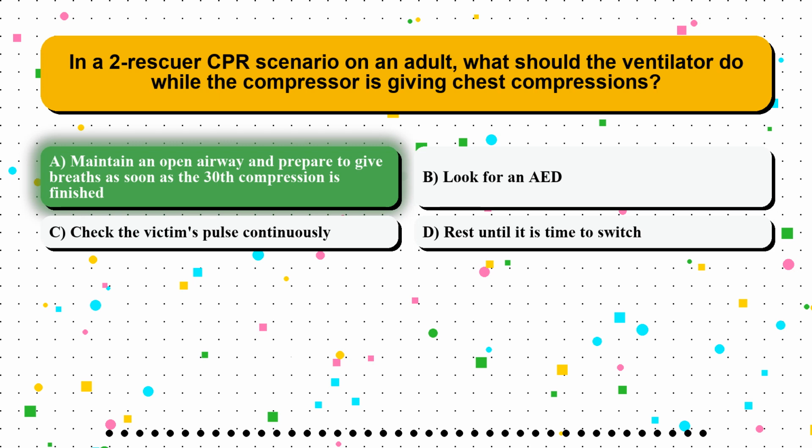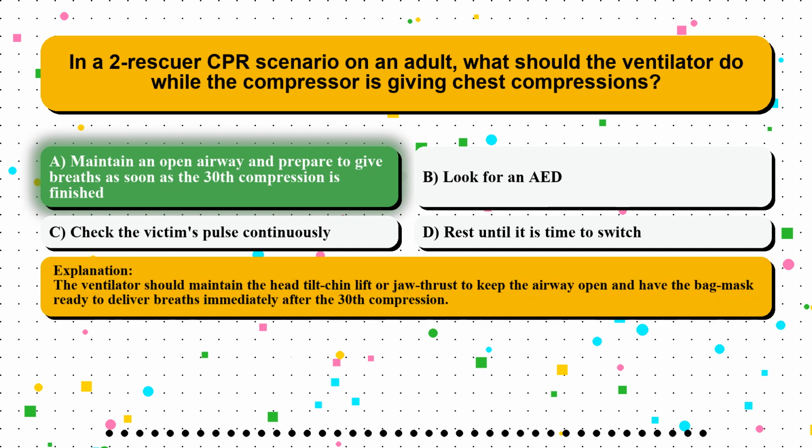The correct answer is option A, maintain an open airway and prepare to give breaths as soon as the 30th compression is finished. The ventilator should maintain the head tilt chin lift or jaw thrust to keep the airway open and have the bag mask ready to deliver breaths immediately after the 30th compression.